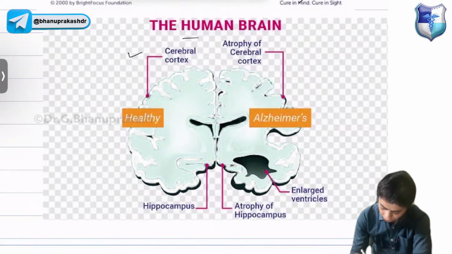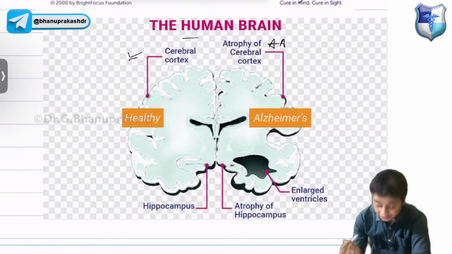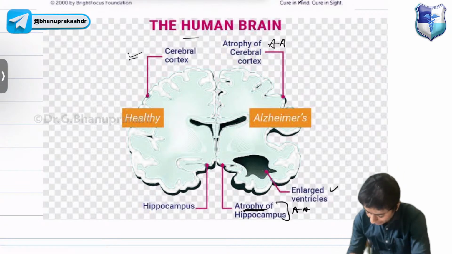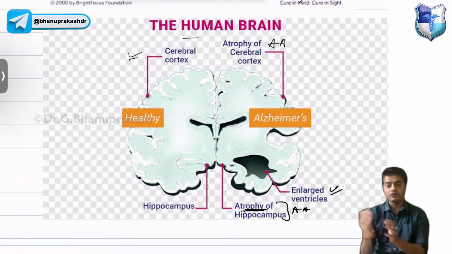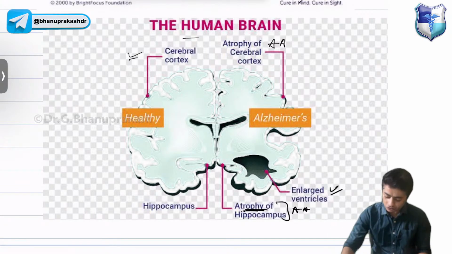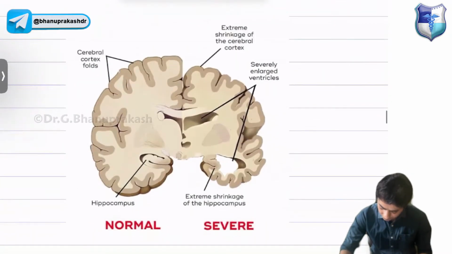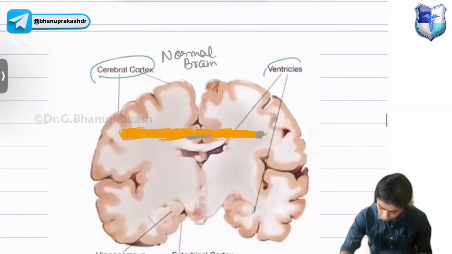This is your brain. This is cerebral cortex. There is atrophy in Alzheimer disease, and you can see the atrophy of hippocampus. And when hippocampus gets atrophied, there is enlargement of the ventricle, which is present near it. So see this diagram.